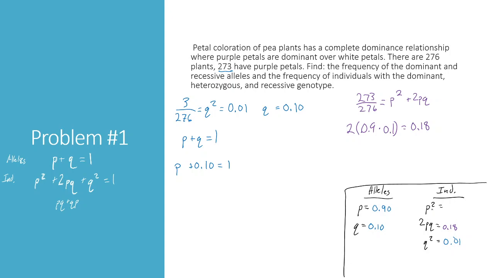And our final term, p squared, again, we could do some fancy solving here, but it's going to be easiest just to use the p value that we already found. So p squared is going to be equal to 0.9 squared, which is equal to 0.81.